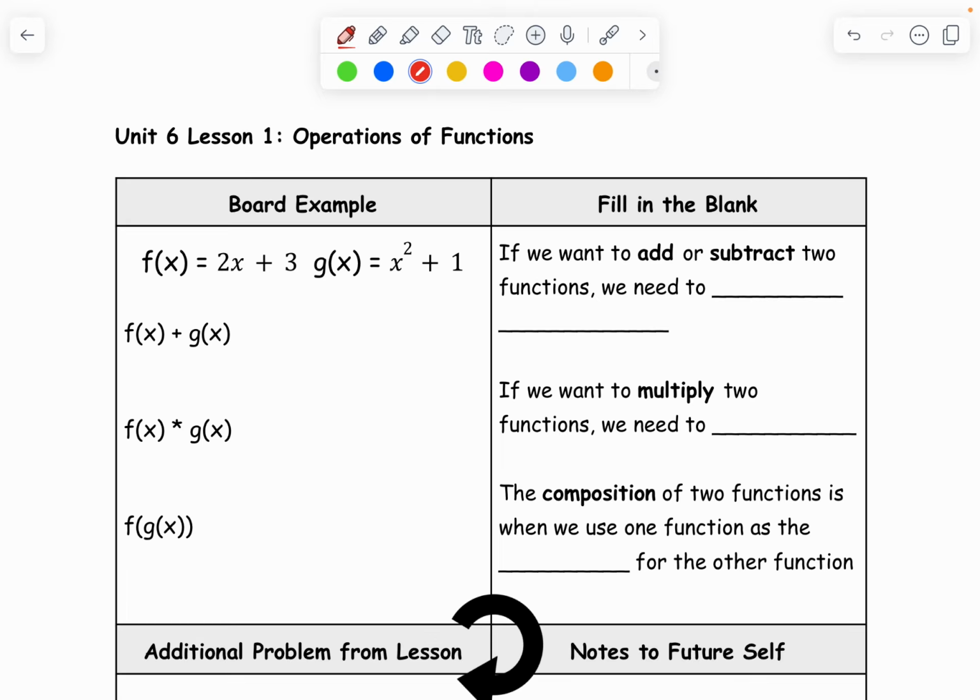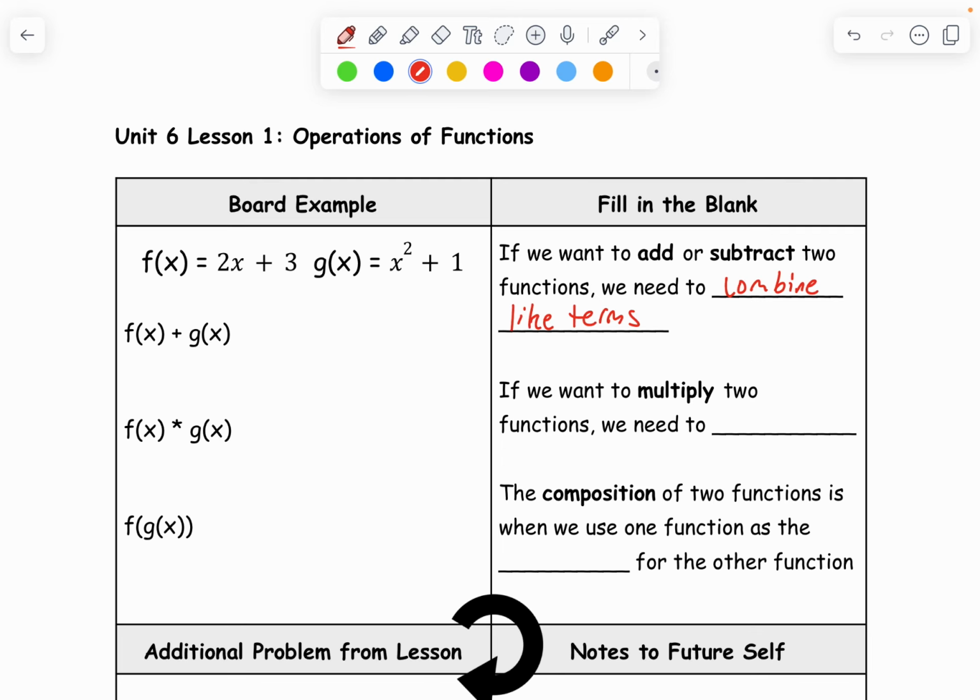So to start off, we're going to talk about operations of functions. Let's say you have two functions, like 2x plus 3 and x squared plus 1 on the left over there, and you want to add or subtract the functions. To add or subtract functions is really simple. You just combine like terms, something you already hopefully know how to do, right?